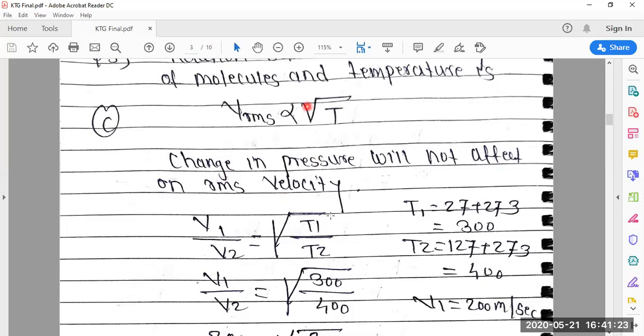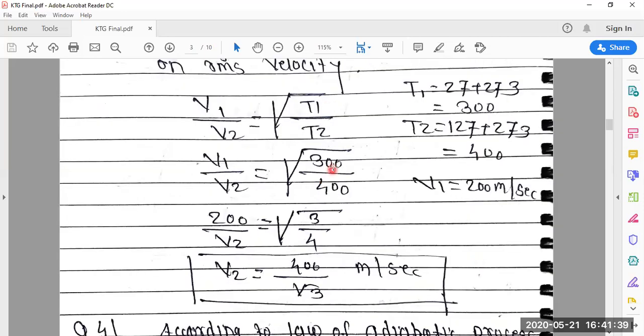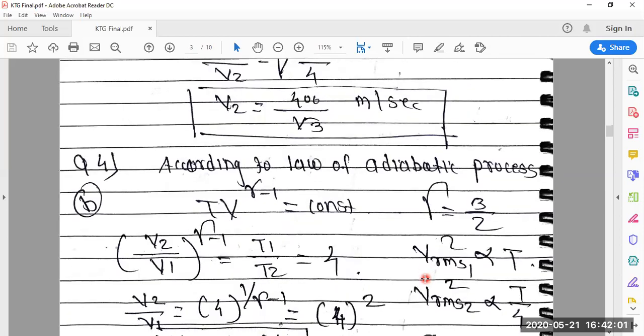So we just write down this ratio v_rms for the first case and second case, it is directly proportional to the square root of the temperature. The temperature values given, 27 and 127 degrees Celsius, converting into Kelvin, we get T1 300 and T2 400, so the ratio is 3 by 4. So v2 is equal to 400 upon under root 3 meter per second. So for question number 3, the correct option is option number C, 400 upon under root 3 meter per second.